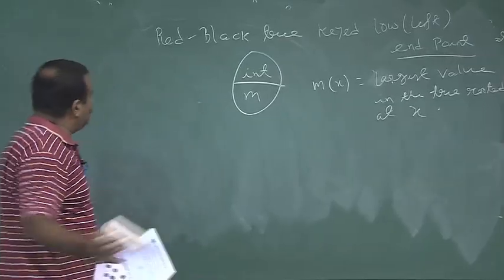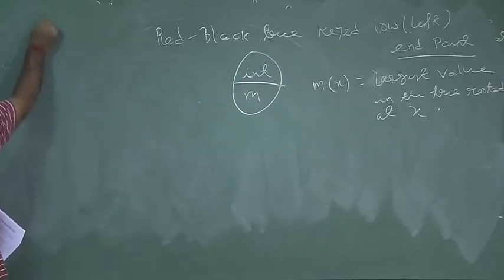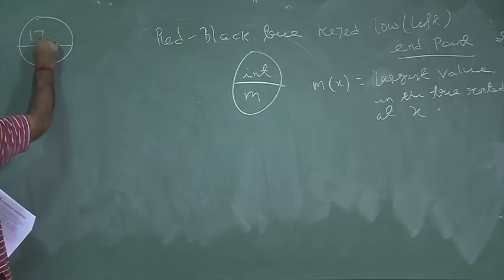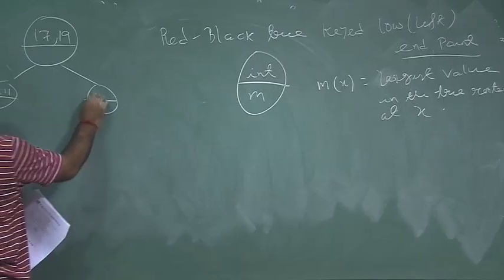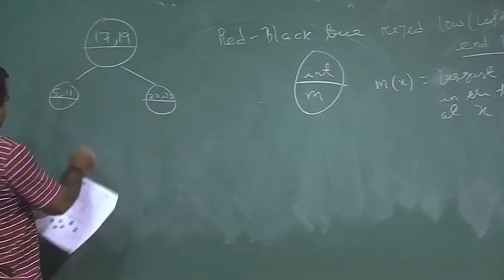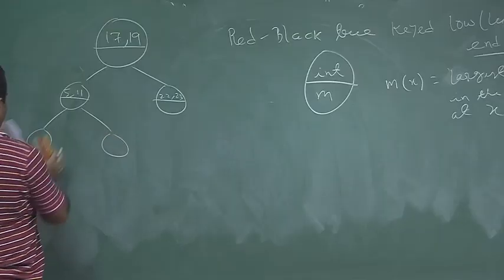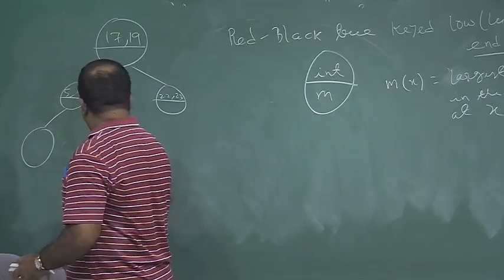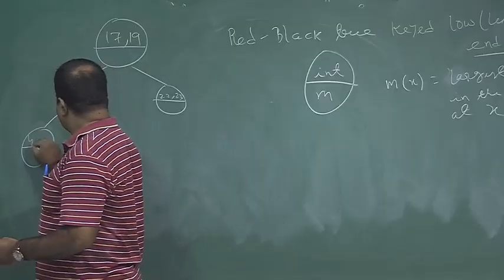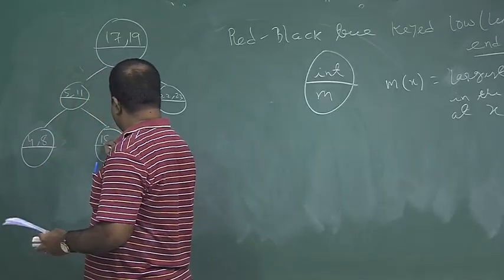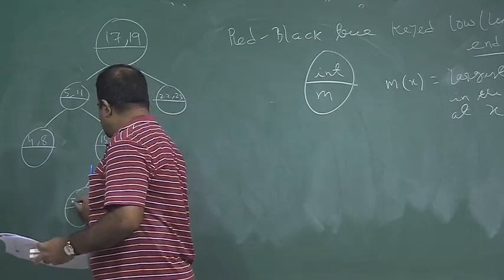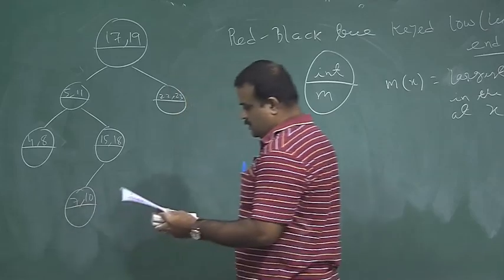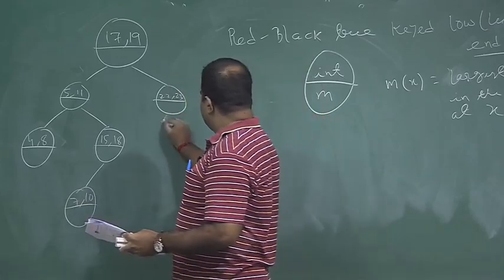Okay. So, let us draw the tree for our given intervals. 17 19, then 5 11, 22 23, we can make it a little bigger. So, 4 8, these are the intervals we have been given, and we need to form a red black tree, 7 10. Okay. And we have the nils over here.